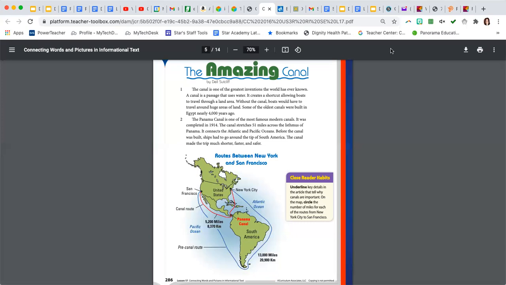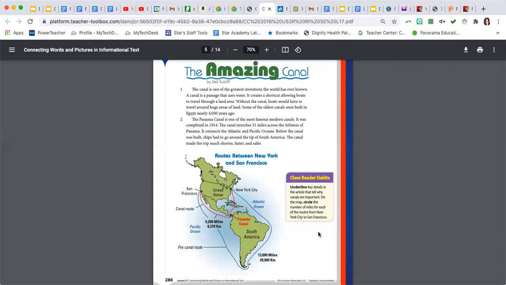And so looking on page 286, this article is entitled The Amazing Canal by Del Sutcliffe. Please take a look down here at the close reader habit box. Please underline key details in the article that tell why canals are important.